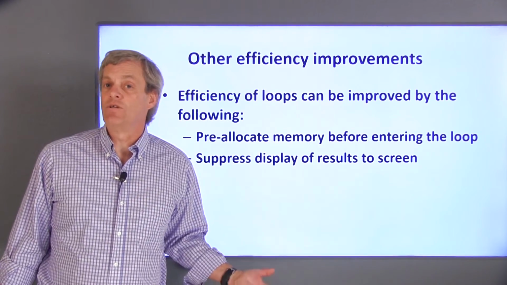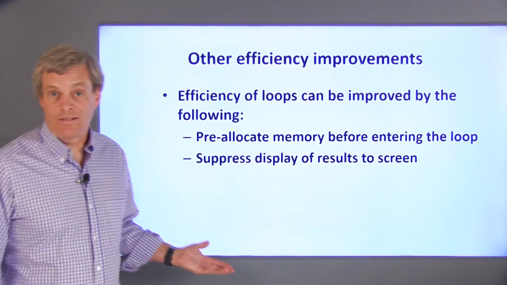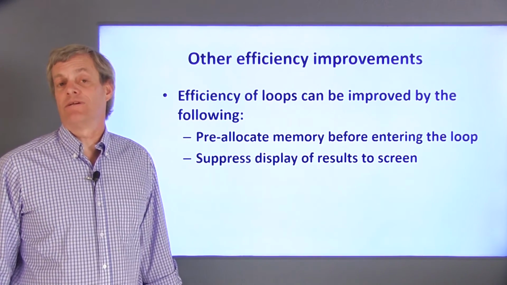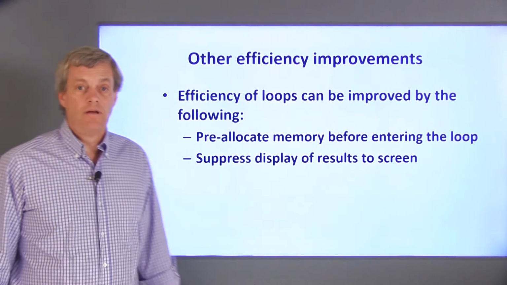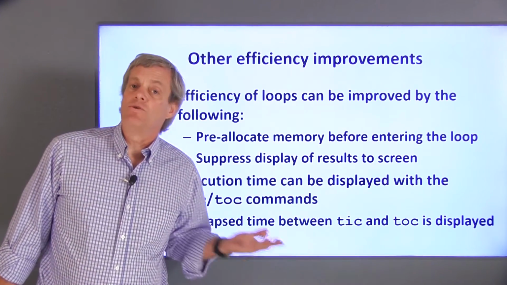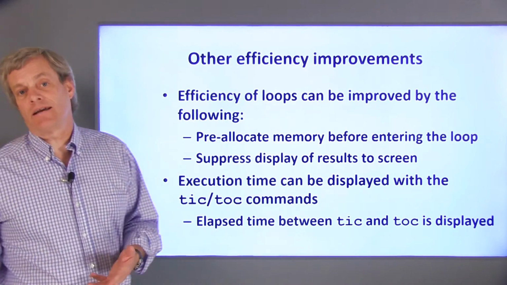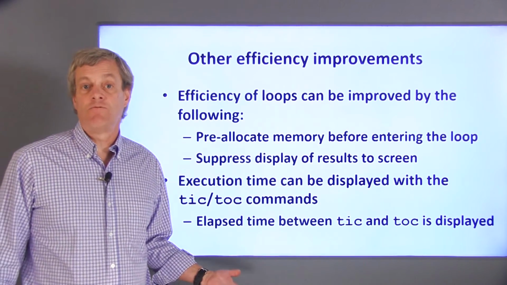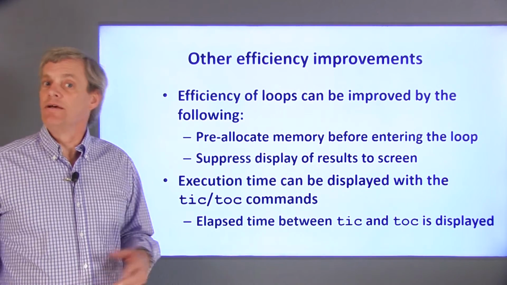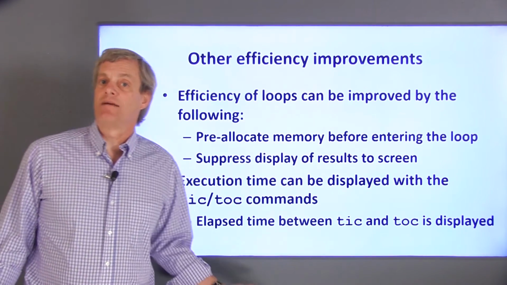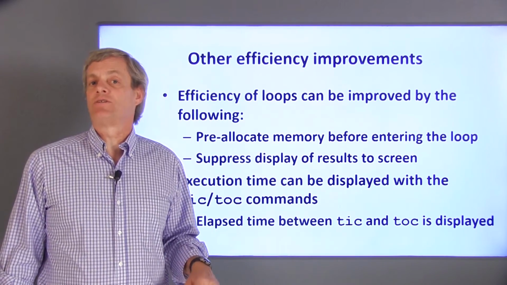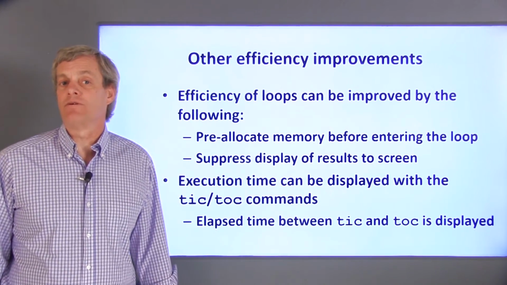So if you're executing looping structures that perform a lot of calculations, suppress the display of the calculation results by following the line with a semicolon. If you want to find out how long a section of code takes to execute, you can use MATLAB's tic and toc commands. Type tic just before the code you want to time, and toc just after that code segment, and MATLAB measures the amount of time between when those commands are encountered and displays that result to the screen when the toc command is encountered.